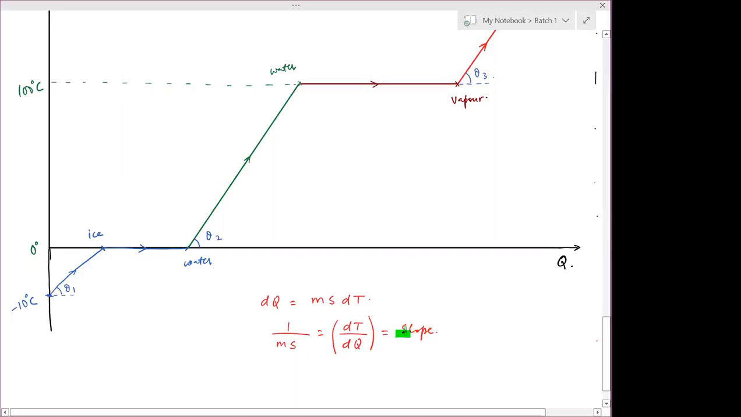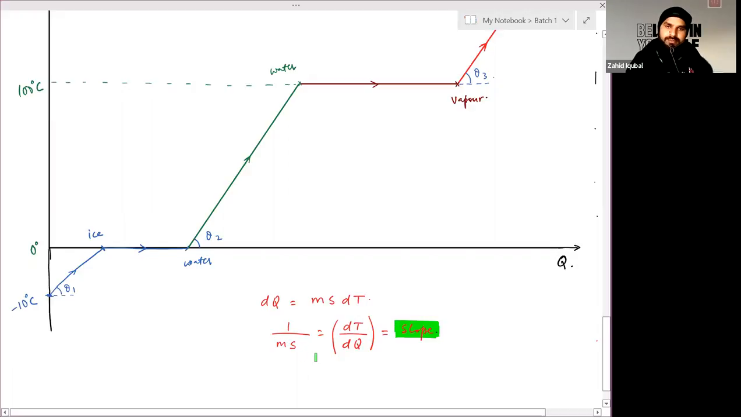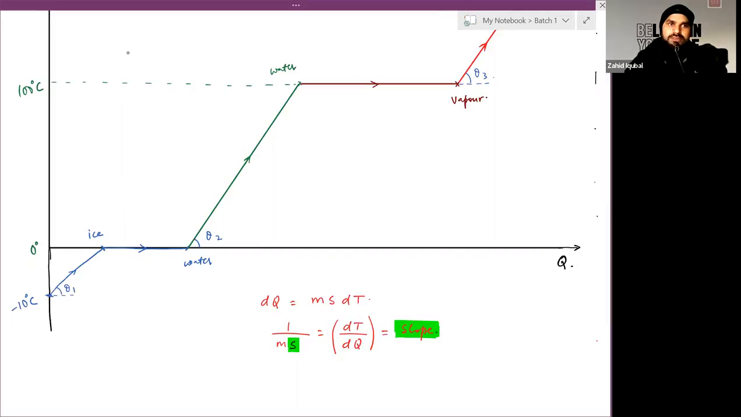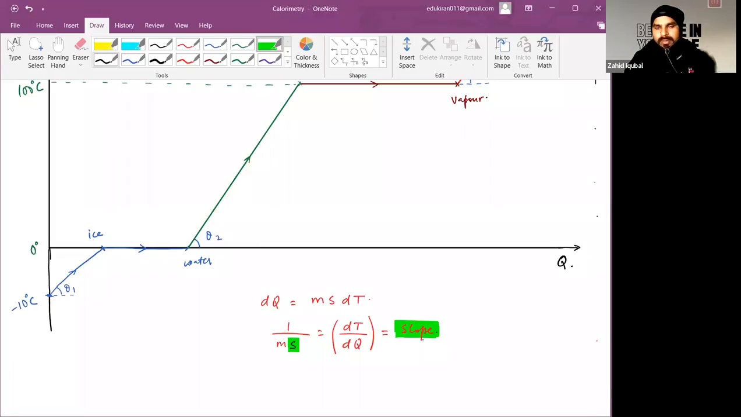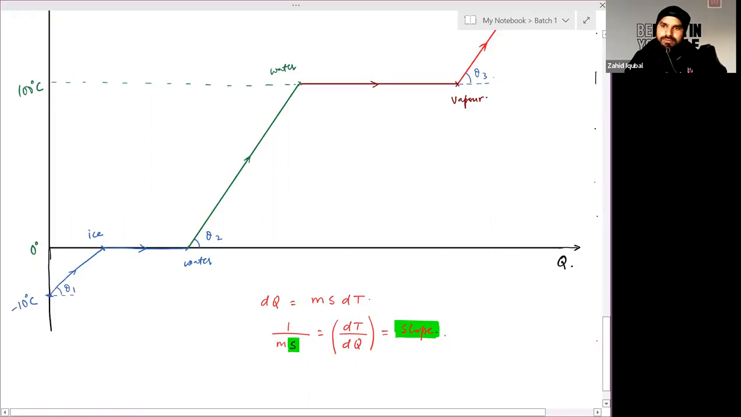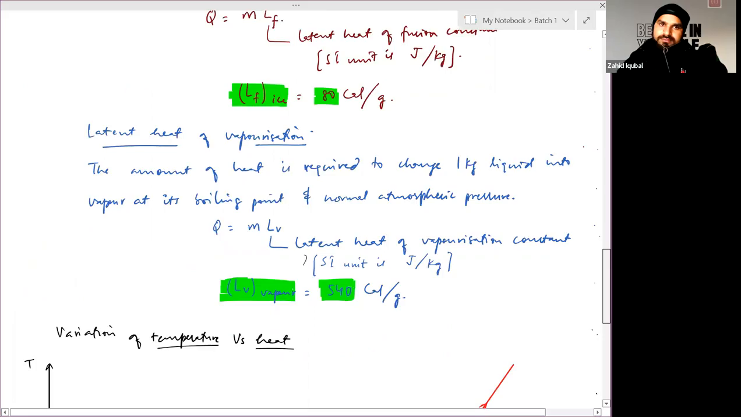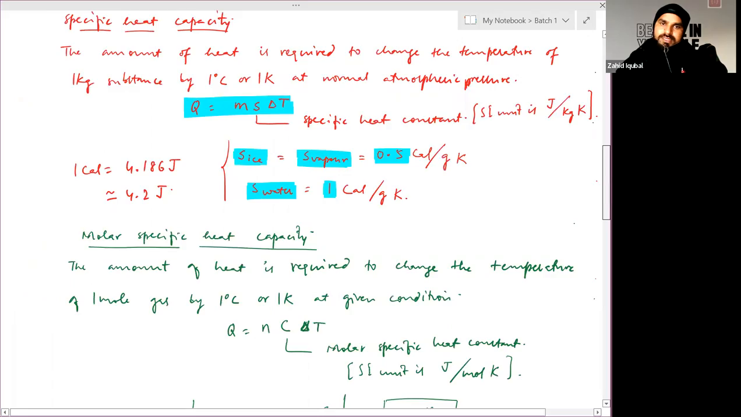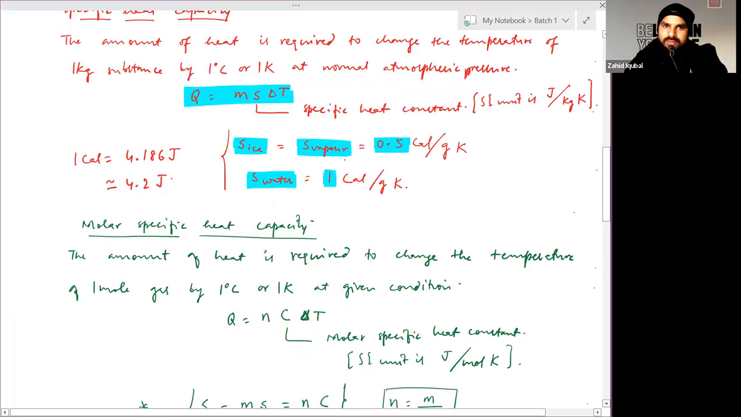Yes, sir. Now just try to compare this particular slope on what it depends upon. You'll observe it depends upon S, that is the specific heat constant related to that process. This slope may also be called tan theta, and this slope tan theta is inversely proportional to the specific heat. I defined for you above three different specific heat constants, that is for ice, water, and vapor. Let me show you. Just see this part. We have for ice and vapor equal specific heat, that is 0.5, and for water, 1 calorie per gram. It means the specific heat of water is greater as compared to ice and vapor. Is it clear?